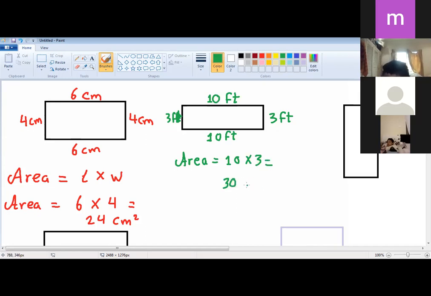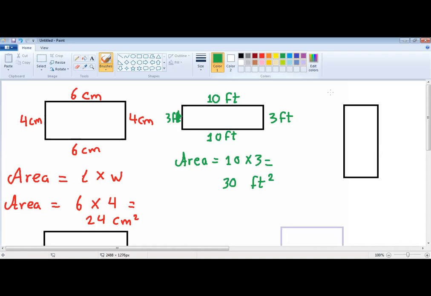What is the unit? Square feet. So I'm gonna write FT, and above it we're gonna put 2, and that stands for squared feet. Okay. Thanks, Usama.